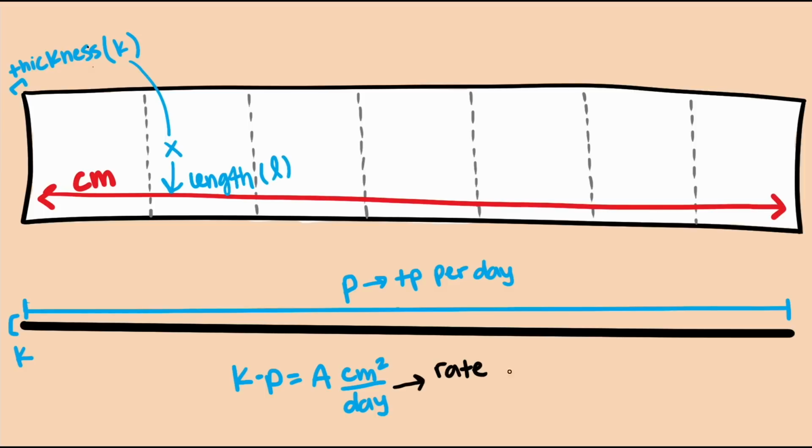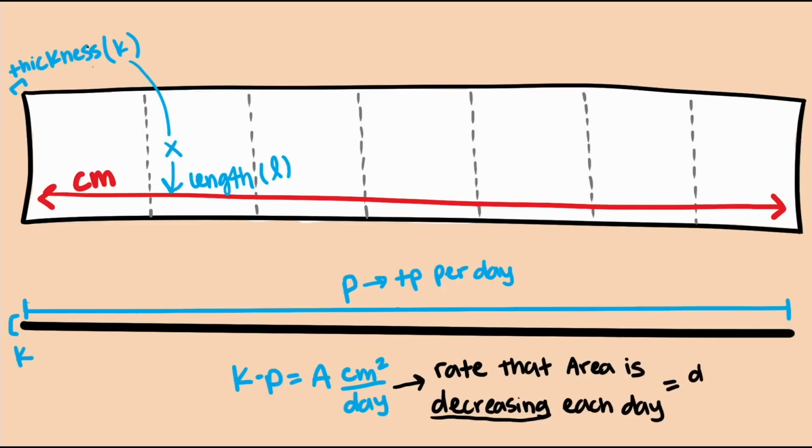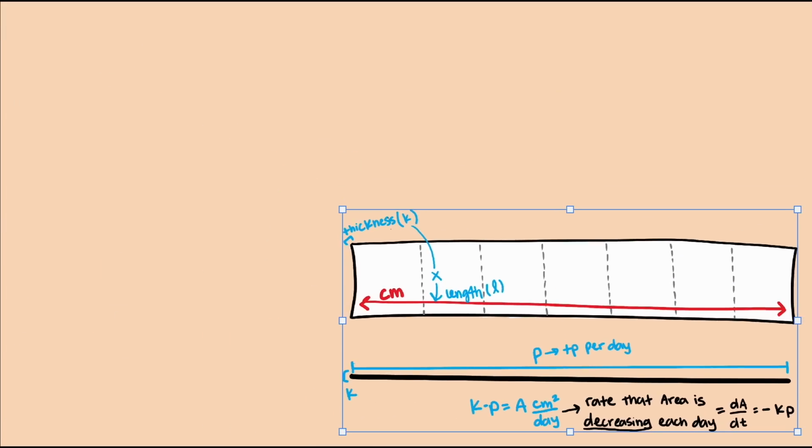So K times P is the rate that the area of the end of the toilet paper roll is decreasing each day. We can write that succinctly as dA/dt, although since it is decreasing and K and P are positive, dA/dt equals a negative KP. Now that we have all of the pieces, let's put them together.